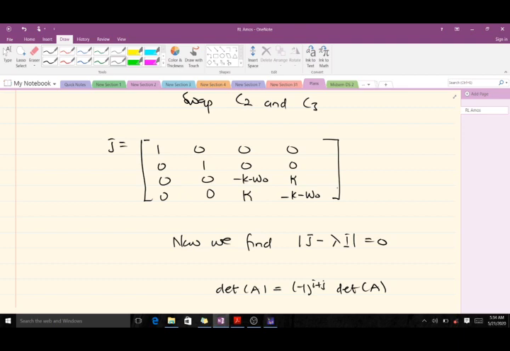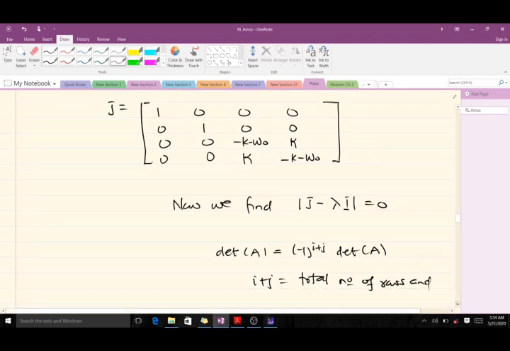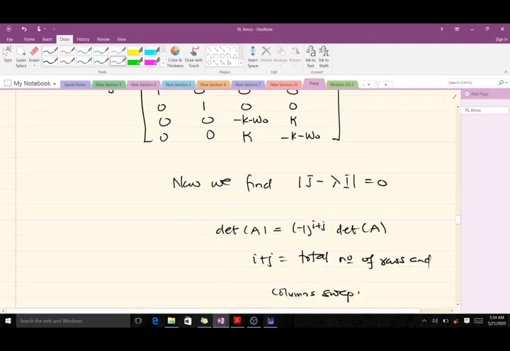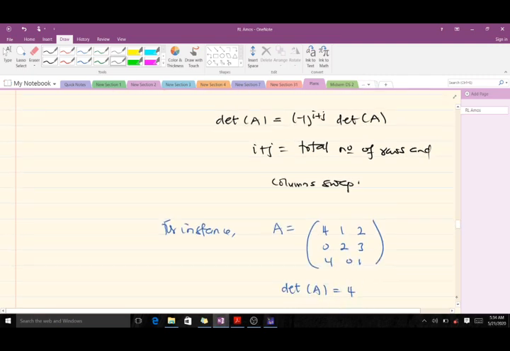And to let you know that the manipulation that we did is mathematically correct, let me show you something here. If you remember from your numerical analysis class, when you have A and you find the determinant of A, the determinant of A is the same as (-1)^(I+J) times the determinant of A, where the I plus J here is just the total number of row and column swaps. So I made some illustration here for you, which is not part of the question.